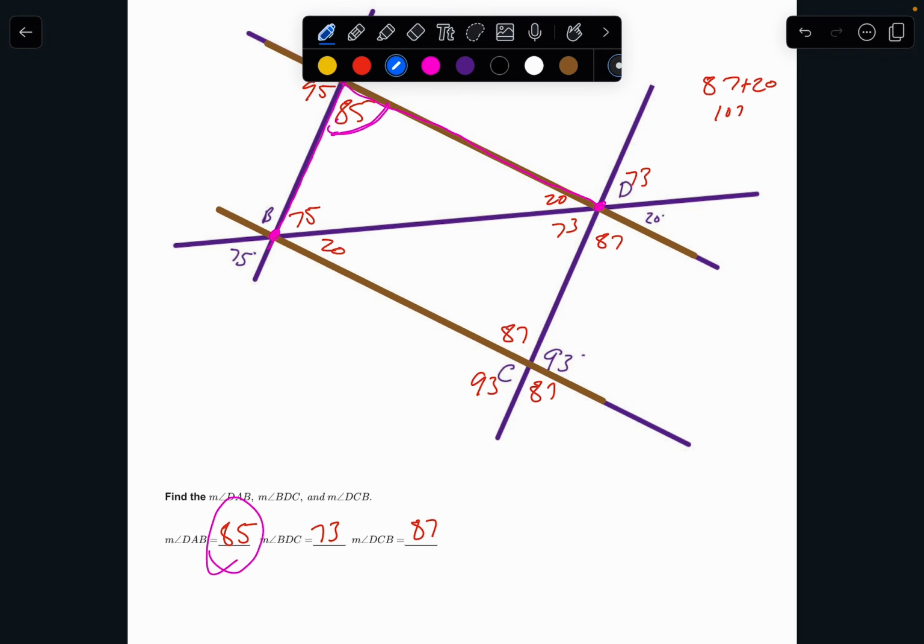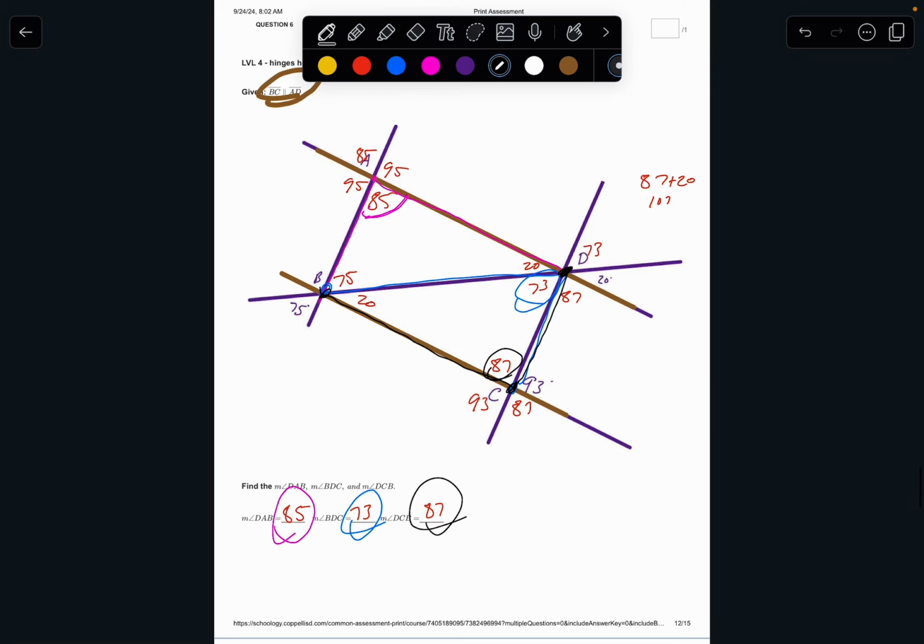Over here, BDC. Where's B? We have B, D, and C. If you trace those letters in order, BDC, you just trace the 73-degree angle. And finally, DCB, that's D, C, and B. I know it's getting real messy, but if I trace DCB, I just traced that angle. So those are my three values there.